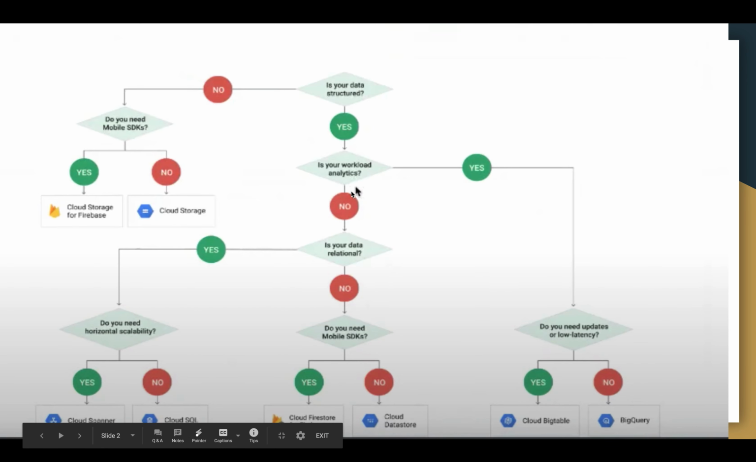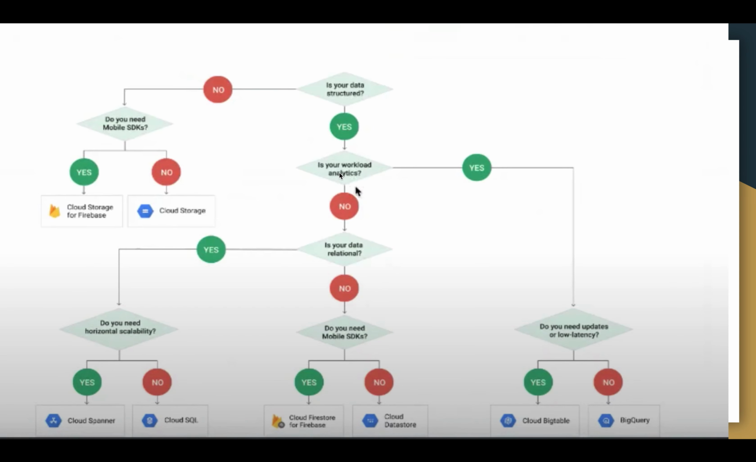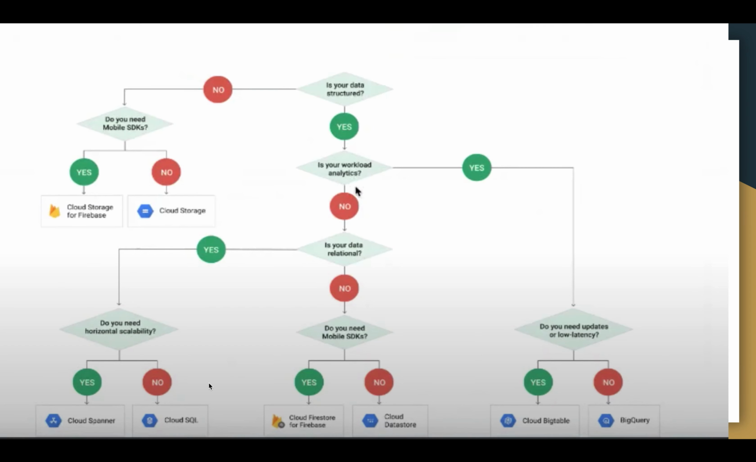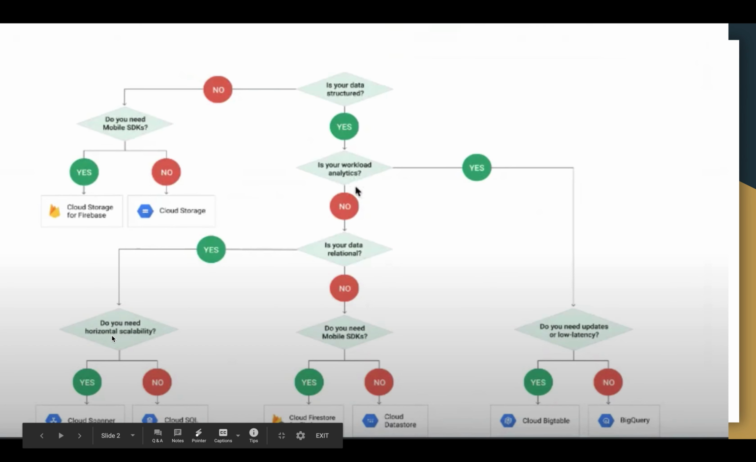If our workload is not analytics, then it will come here. Again, if your data is relational, then it will come here. Then again, if you need horizontal scalability and the answer is yes, it will go with Cloud Spanner. If it is no, it will come to Cloud SQL. So I will talk about Cloud SQL. Cloud SQL is for structured data, OLTP, online transaction processing workloads. If your application needs horizontal scalability, then it will come to Cloud Spanner.